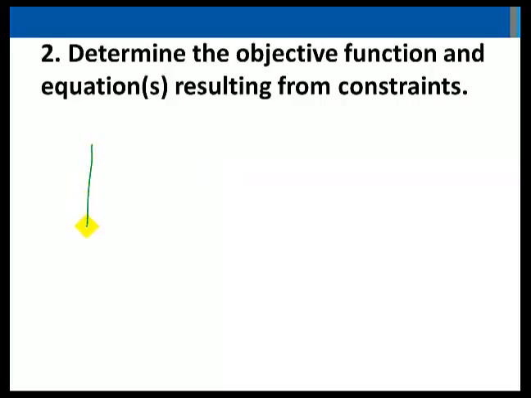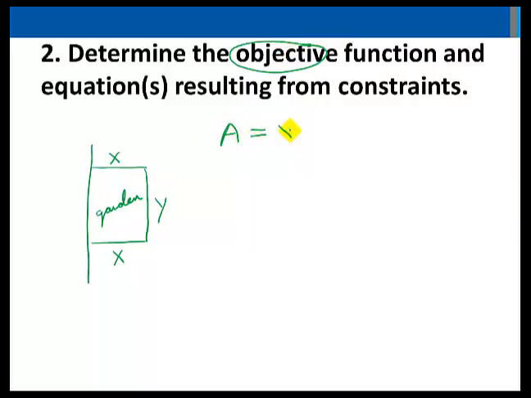So let's go ahead and resketch a picture of our flower garden and add some variables this time. Let's call the width x and the length y. Okay, the objective function. Our objective here is to find the maximum area. So for the objective function, I'll call my area A, and A will be equal to x times y, the width times the length.